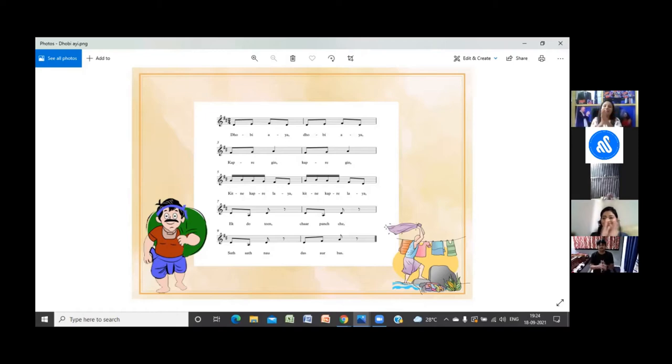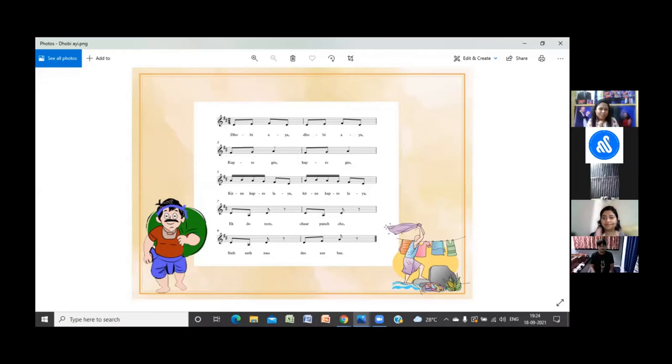Dhobi aaya, dhobi aaya, kapde gin, kitne kapde laaya, ek, do, tin, char, paanch, che, saat, aath, nau, das aur baas.